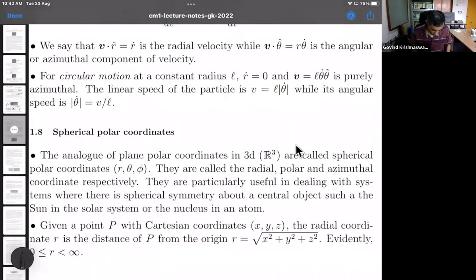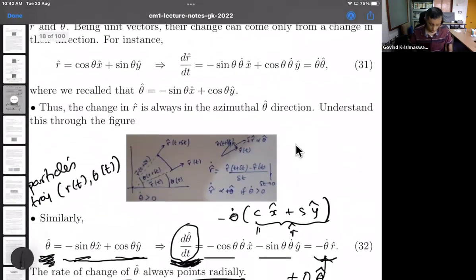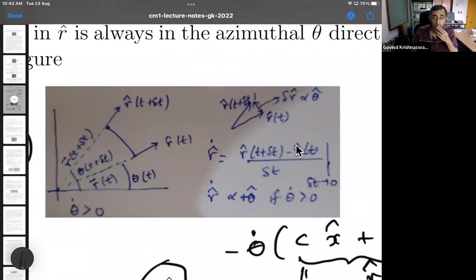In fact, I wanted to illustrate this as a picture as well. Perhaps I should do that. Let's have a look at this picture. Here, the particle was initially located at this point. It moved after a small instant of time to a nearby point.